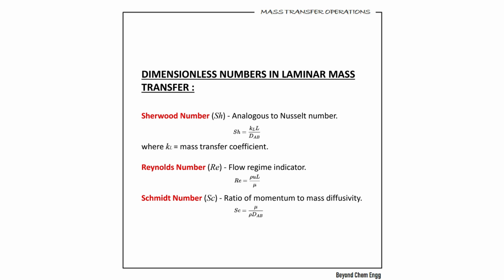Dimensionless numbers in laminar mass transfer. Sherwood number, denoted by Sh, is analogous to the Nusselt number. Sh is equal to KL into L by DAB, where KL is the mass transfer coefficient. Reynolds number, denoted by Re, is the flow regime indicator. Re is equal to rho u L by mu. Schmidt number, denoted by Sc, is the ratio of momentum to mass diffusivity. Sc is equal to mu by rho DAB.